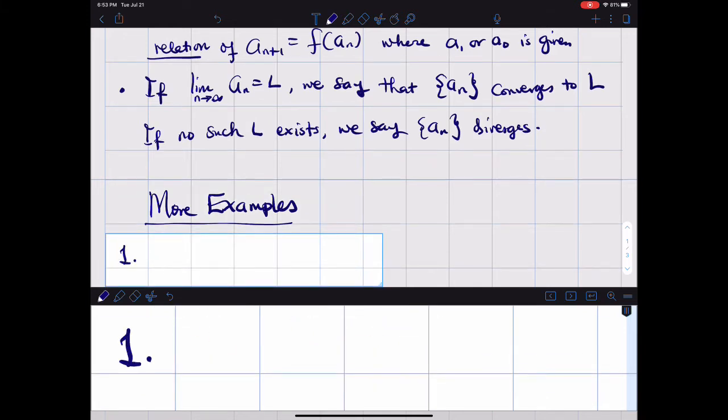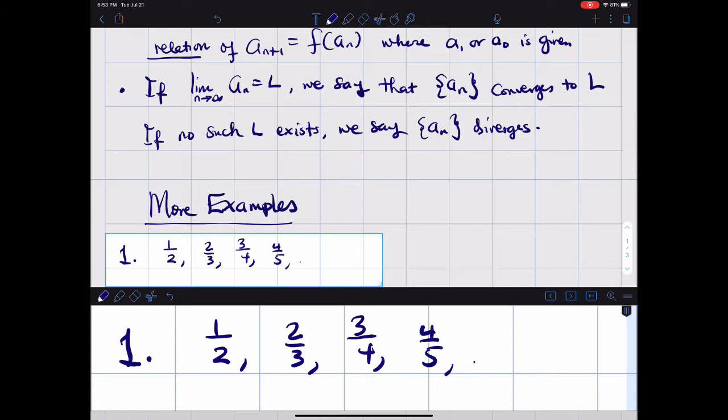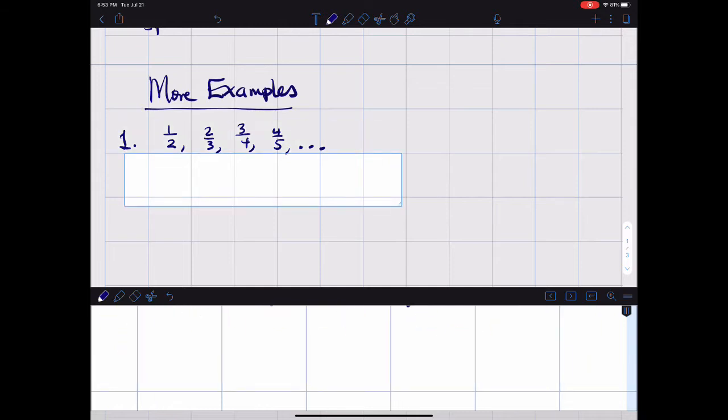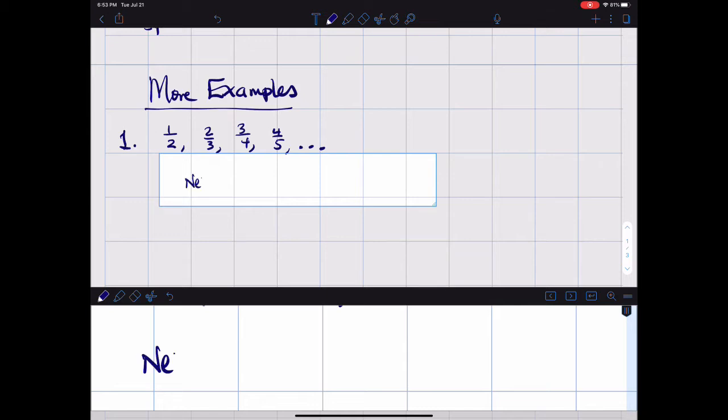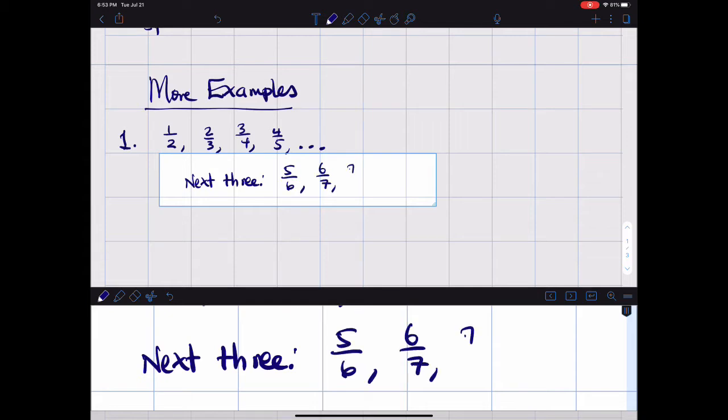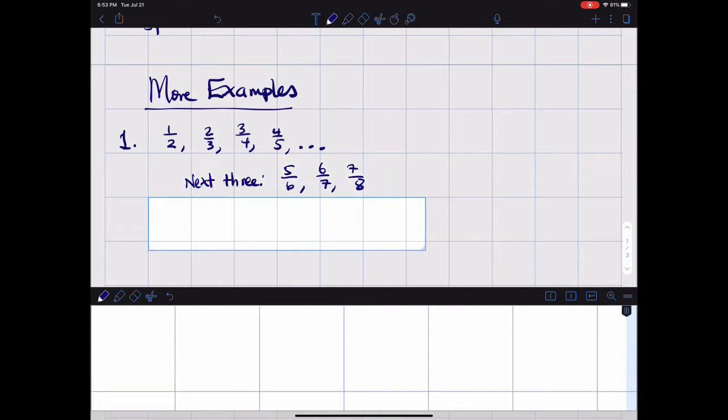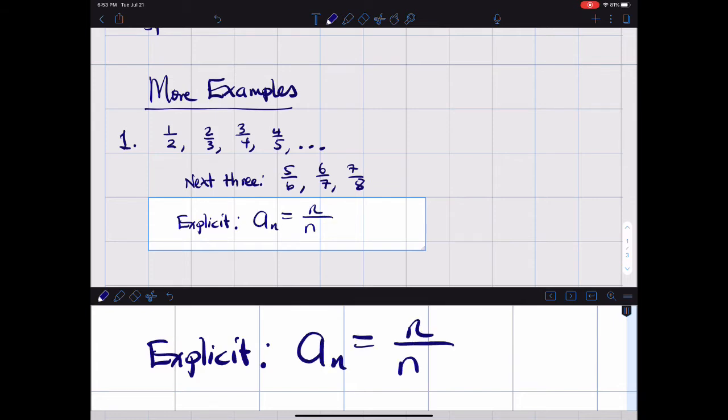First example, let's have our sequence 1/2, 2/3, 3/4, 4/5. It's a nice little sequence. All right. So we can definitely look at the next three terms like we did before: 5/6, 6/7, 7/8, etc. And then we have an explicit formula. An explicit formula would be a_n is equal to n over n plus 1.